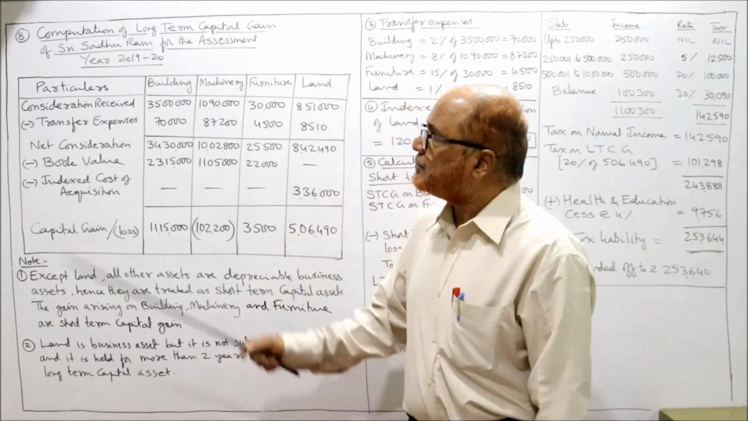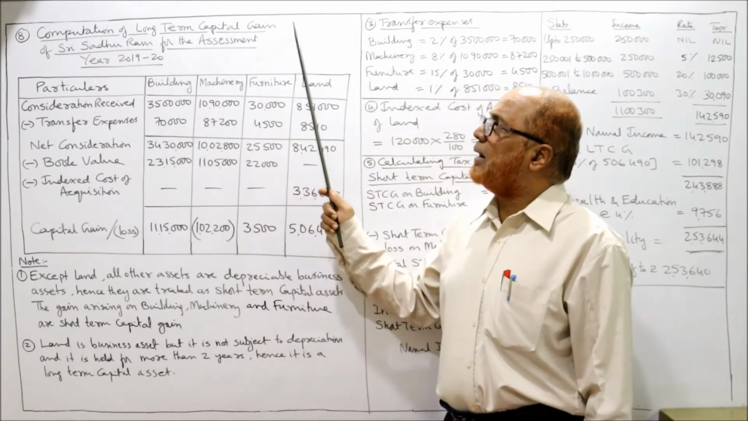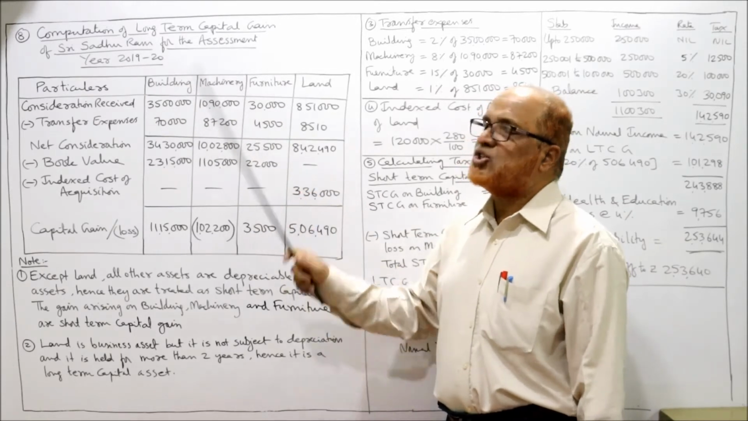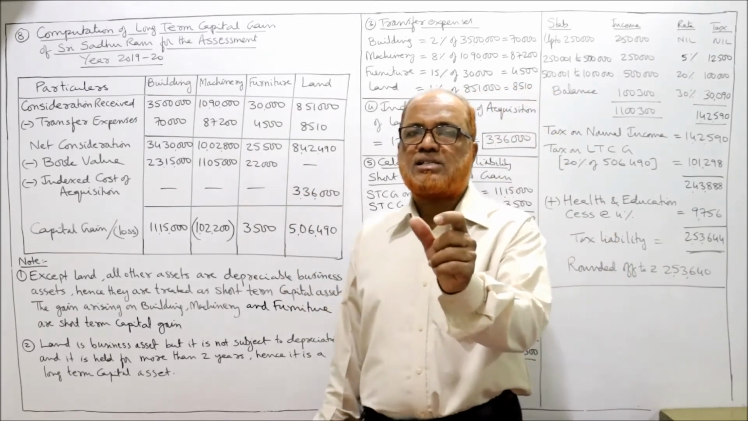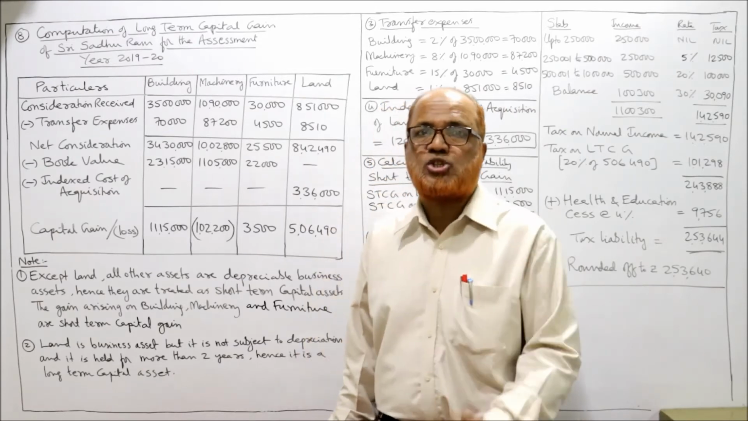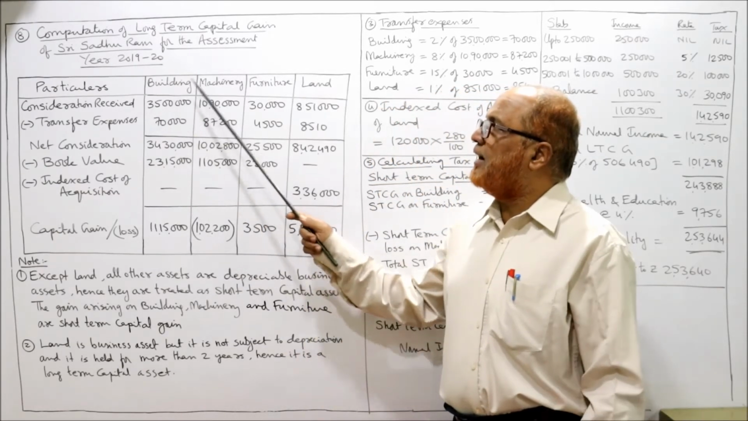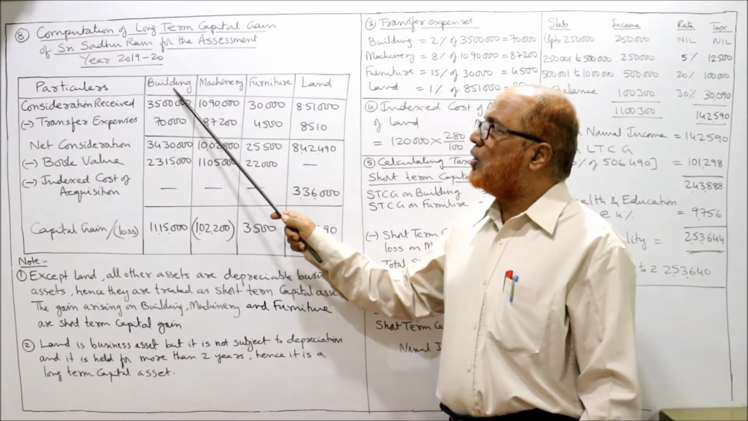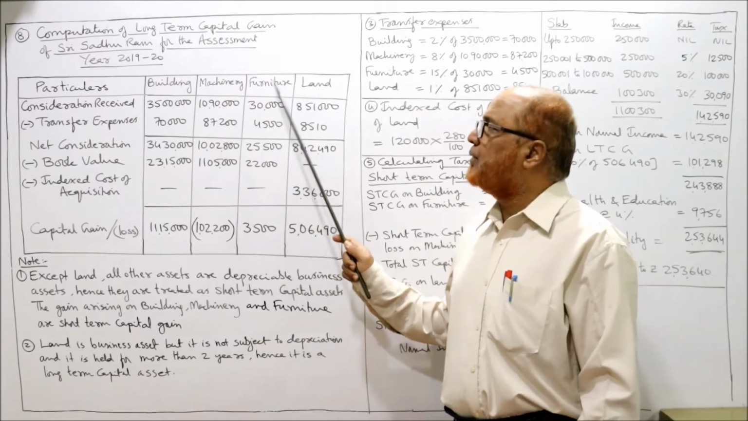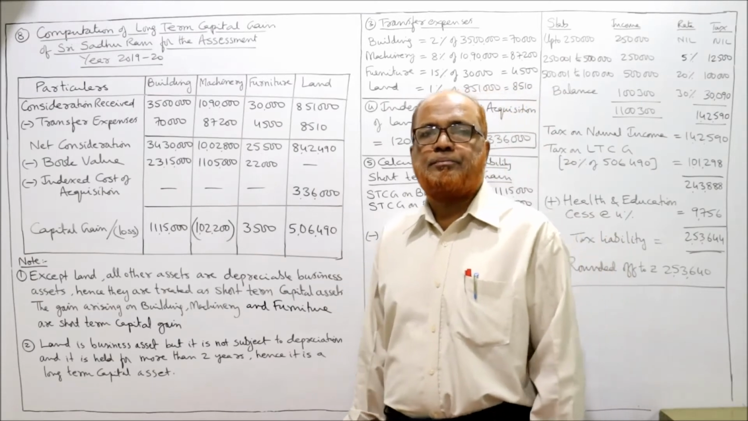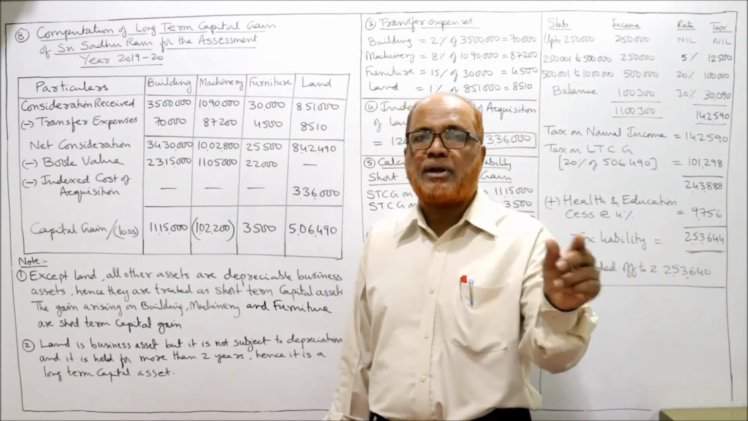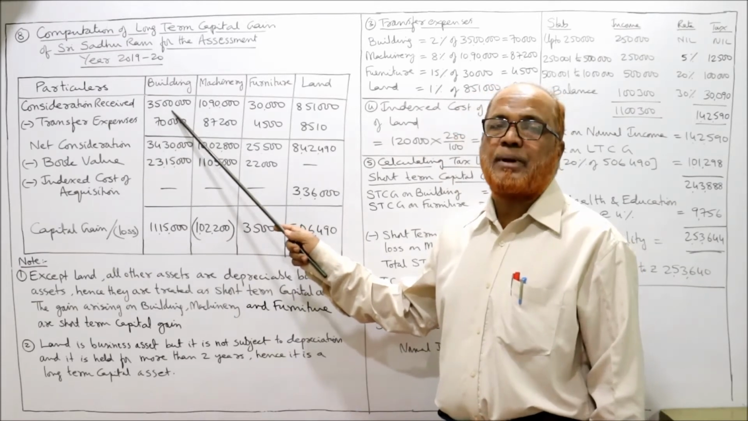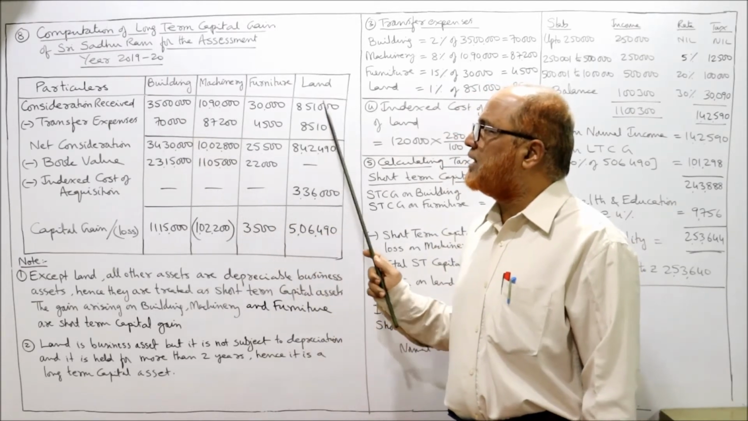Now see carefully. Computation of long-term capital gain of Sadhuram for the assessment year. Long-term as well as short-term, because some assets are long-term and some assets are short-term in this problem. Particulars: building, machinery, furniture, land. Out of this, gain arising on building, machinery, furniture is short-term, land long-term, because land is a non-depreciable asset. Consideration received, this is the sale price. Sale price is given for all the assets.